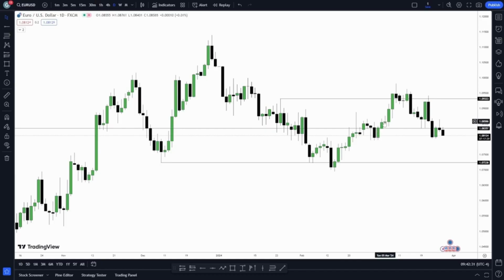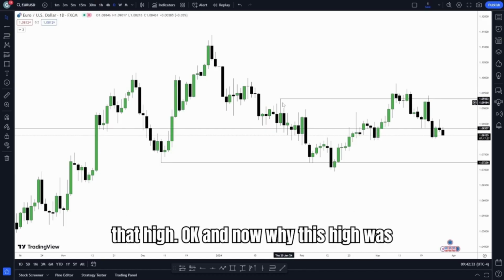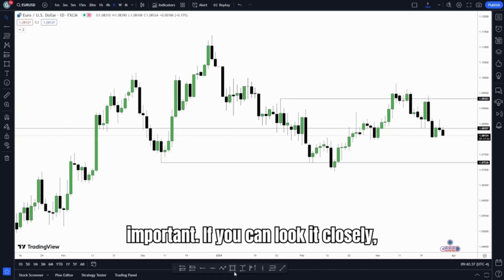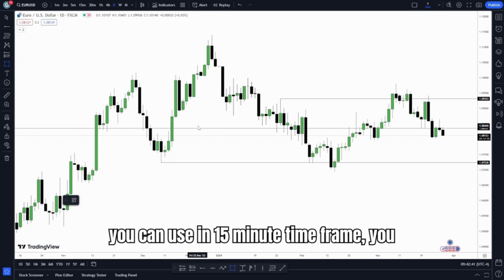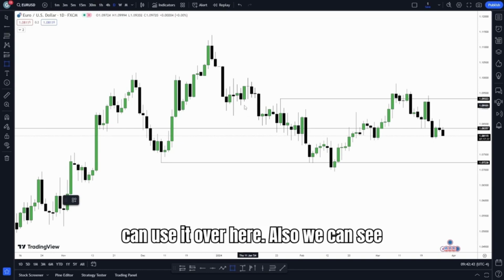So this can be a losing day. But the thing is, see what happens after that. It goes and hits that high. Now why this high was important, if you look closely: the setup which I told you in the 50, which you can use in the 15-minute time frame, you can use it over here also.